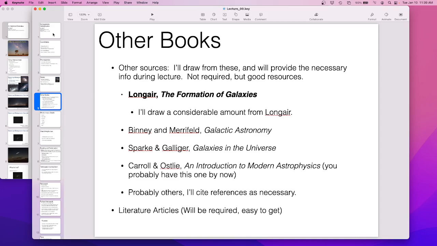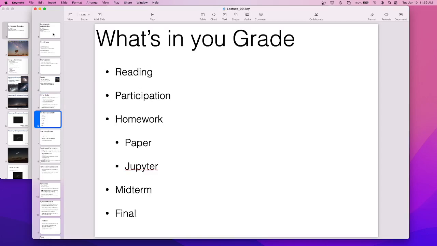Binney and Merrifield is another great one on galactic astronomy. Sparke and Gallagher is a really nicely written book. This is one you can just kind of read like a novel. It's really well written. It's pretty intro level. Carroll and Ostlie, I think you guys use Carroll and Ostlie for intro, I think. Probably other books and probably other articles, but mostly I stick to the book.